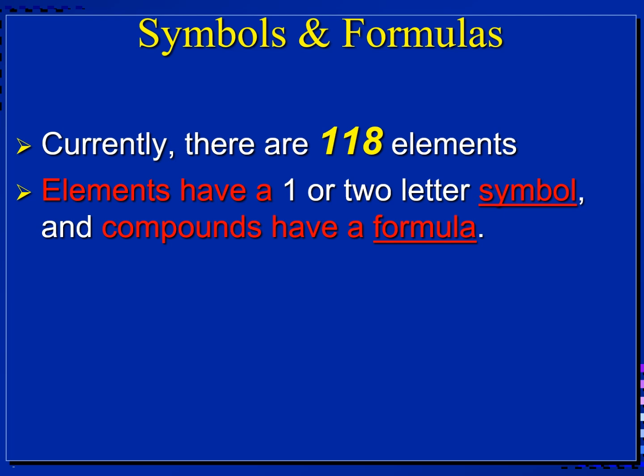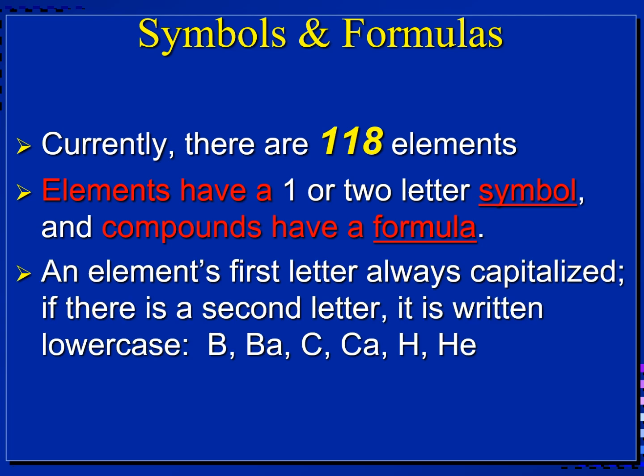Those elements are going to be written out in either a single letter or a capital letter and a lowercase letter. But a compound is going to have a formula. It's going to be many of these different elements all together, right? So we could have boron, which is just B, or barium, which is Ba, carbon, which is just C, or calcium, which is Ca, hydrogen, which is just H, or helium, which is He. And then we're all familiar with how we would write these out in formulas, right?